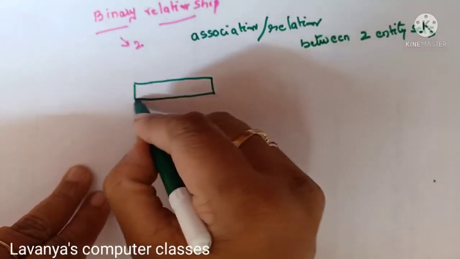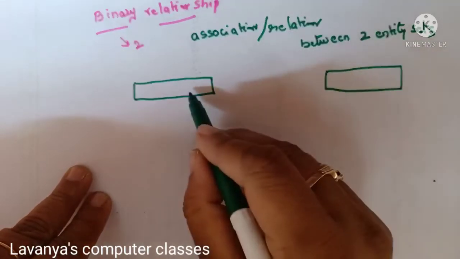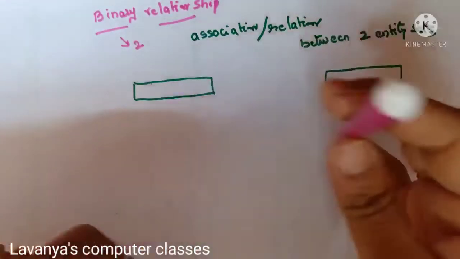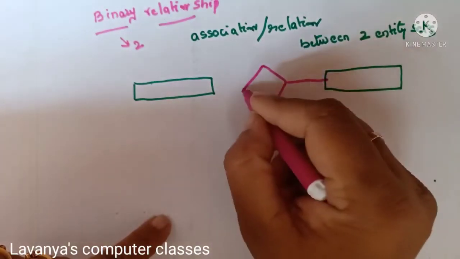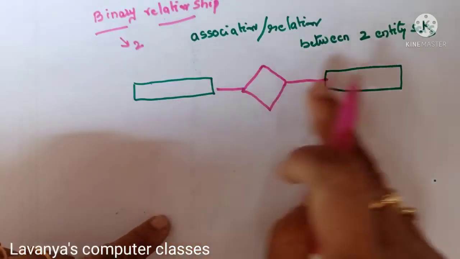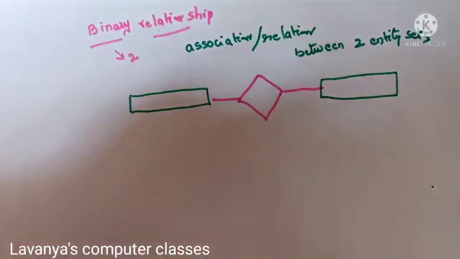So here one entity set, one more entity set. These 2 entity sets are related with one relationship. The rhombus is the relationship diagram. So this is the representation of a binary relationship: 2 entity sets, one relationship.